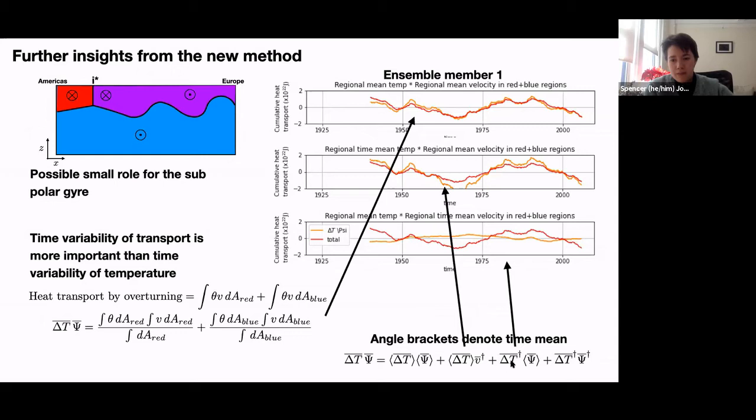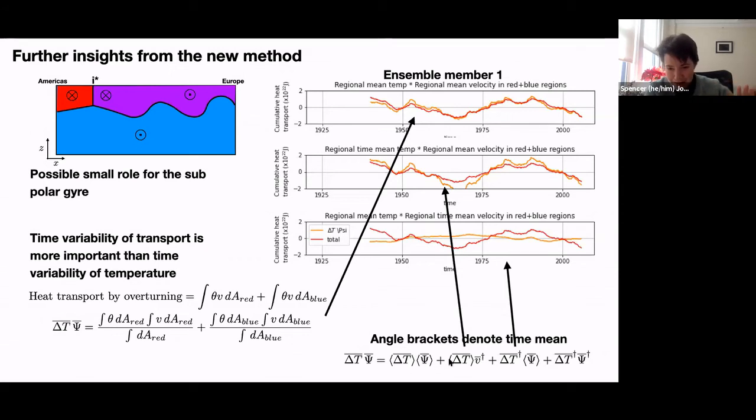and the time mean overturning times the varying temperature. So yeah, that's what I've done here. This is the temperature difference between the two regions times the total overturning. The angle brackets show the time mean. So this is time mean temperature difference times time mean overturning. I've not plotted that because it's not interesting.